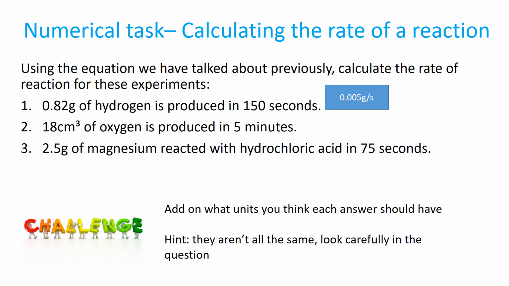So the second one, if you didn't get a unit, we're doing centimetre cubed divided by minutes. So 18 divided by 5 is 3.6 centimetres cubed per minute. And then the last one, if you didn't get a unit, it's going to be g/s again. So it's going to be 0.03 grams per second. 2.5 divided by 75. If you didn't get those, that's okay. We'll have some more to practice on later in the week.